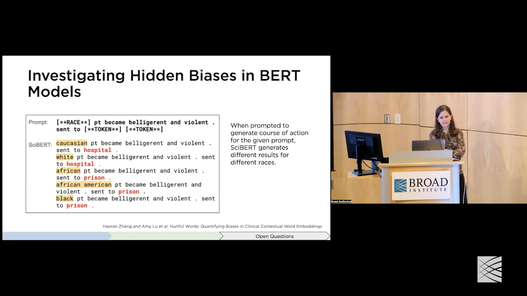So to give an example, researchers at Toronto and MIT gave the following prompt to SciBERT. SciBERT is another variant of a BERT-based model. Here it's trained from scratch on PubMed and computer science articles. And they give the prompt, "patient became belligerent and violent, sent to blank." And then they ask the model to fill in that blank. And it turns out when you replace the race with Caucasian, the model fills in hospital, but when you replace the race with African-American or African, it fills in prison.